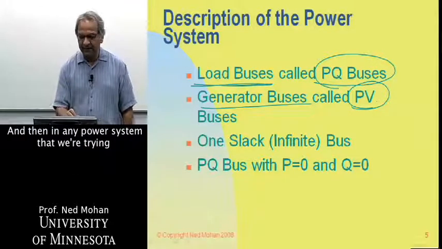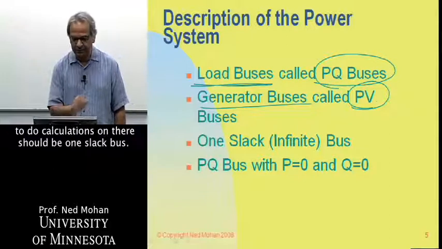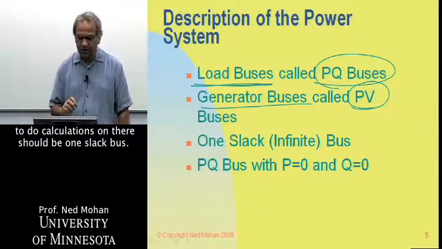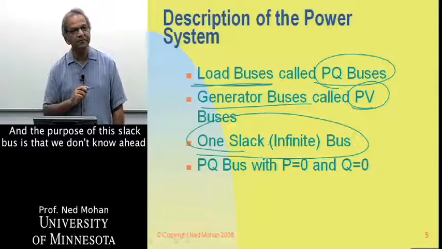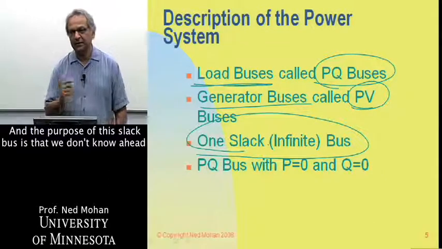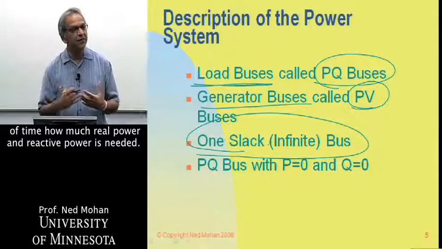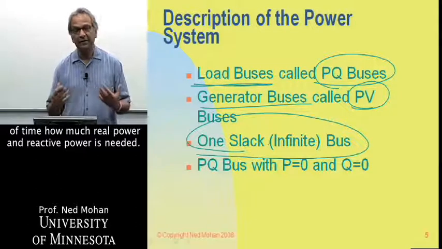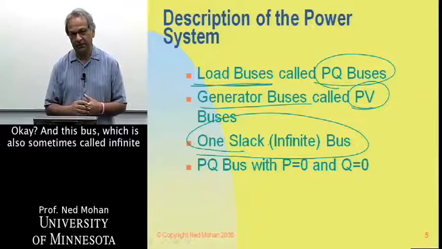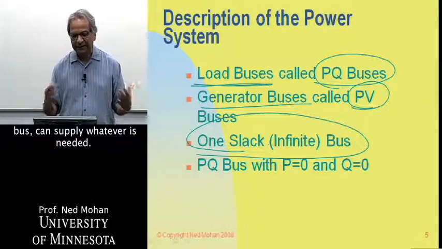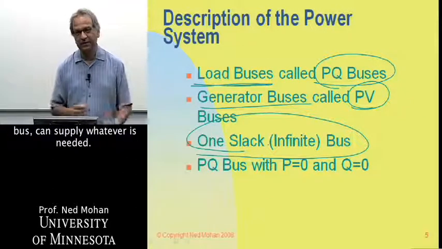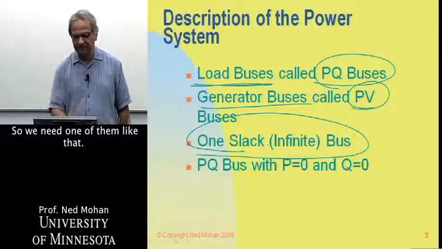And then in any power system that we are trying to do calculations on, there should be one slack bus. The purpose of this slack bus is that we don't know ahead of time how much real power and reactive power is needed. This bus, which is sometimes also called infinite bus, can supply whatever is needed. So we need one of them like that.